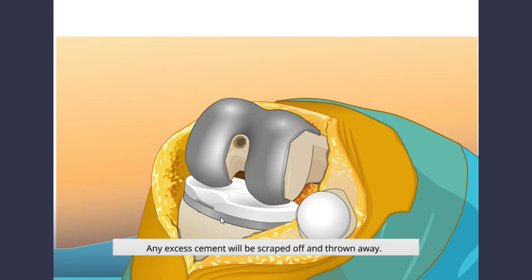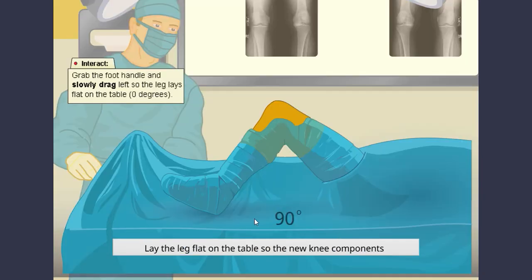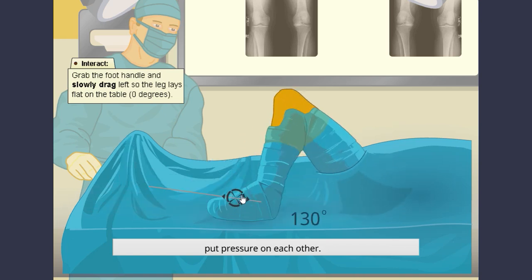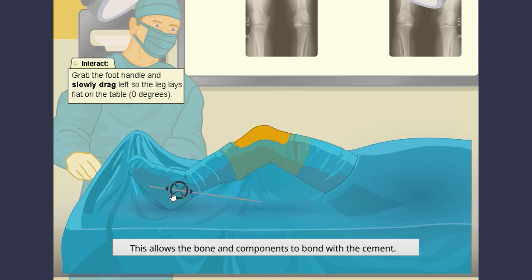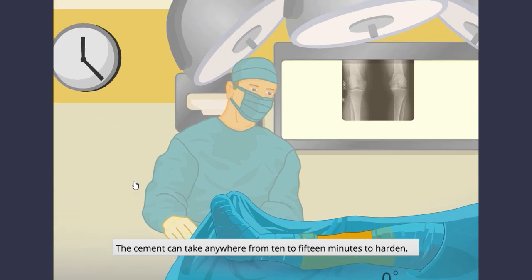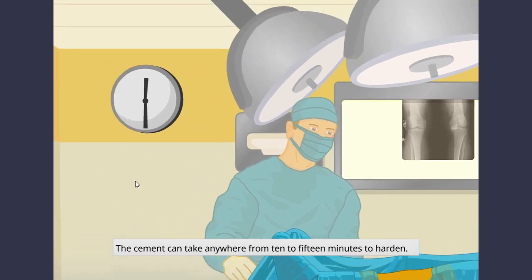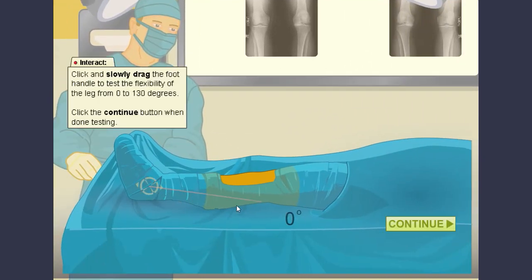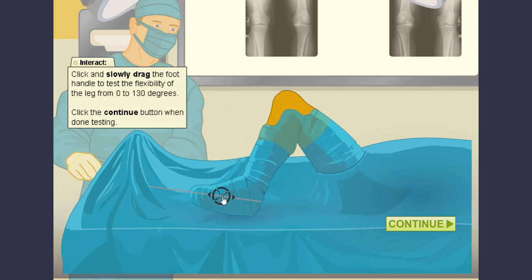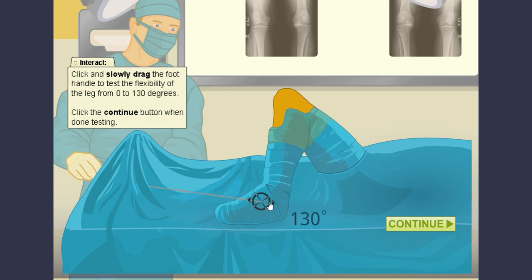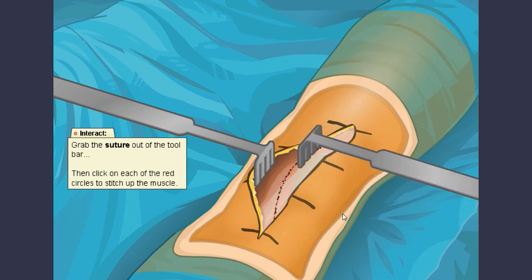Any excess cement will be scraped off and thrown away. Lay the leg flat on the table so the new knee components put pressure on each other. This allows the bone and components to bond with the cement. The cement can take anywhere from 10 to 15 minutes to harden. We perform our range of motion tests one final time. Our patient's new knee is looking good.